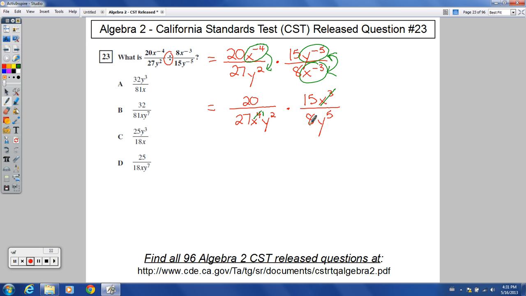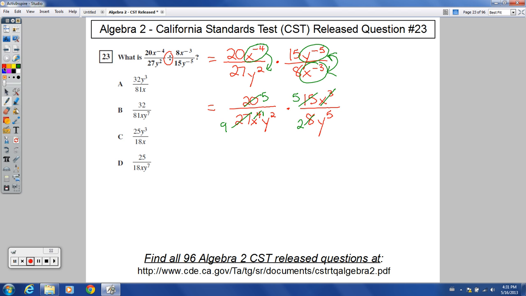Here and here, looks like I can cancel 20 and the 8, cross cancel, and I can reduce that down all the way to a 2 and a 5. In the 15 and 27, I can reduce those by cross canceling. I can divide both parts by 3, and I'll have a 5 and a 9.